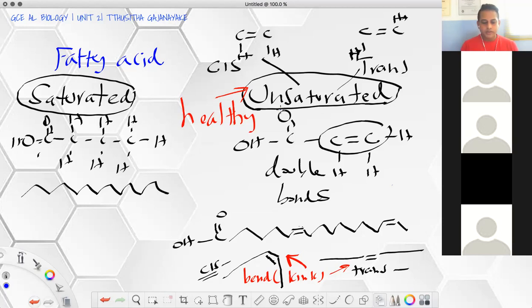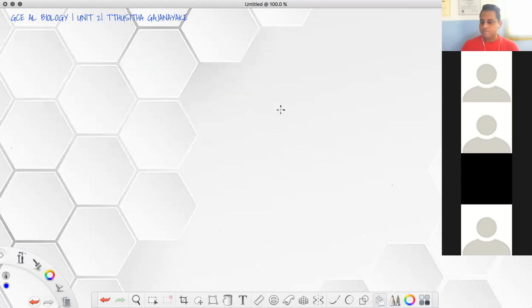All right, so next one, triglyceride. Under triglyceride we learn saturated and unsaturated fatty acid and the triglyceride molecule. Second is phospholipid. We take the glycerol molecule again.